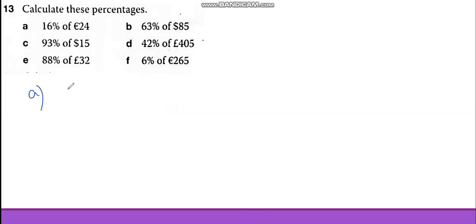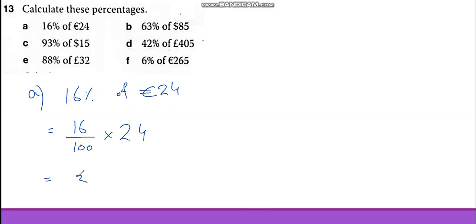In A part, they want us to find 16% of 24 euros. So for 16%, which is 16 out of 100 times 24, that would be 3.84 euros. I'm leaving the remaining parts. You can easily do the remaining parts for your practice.